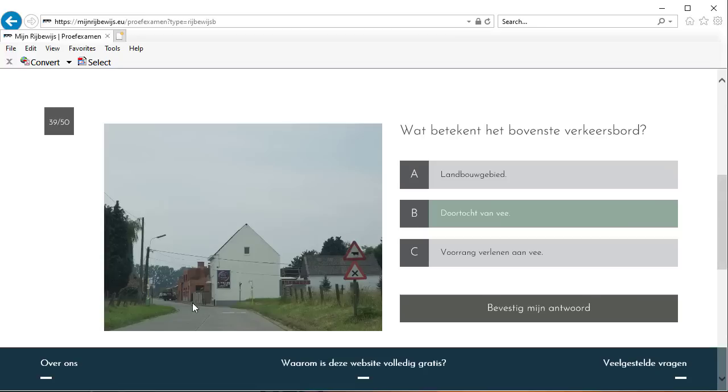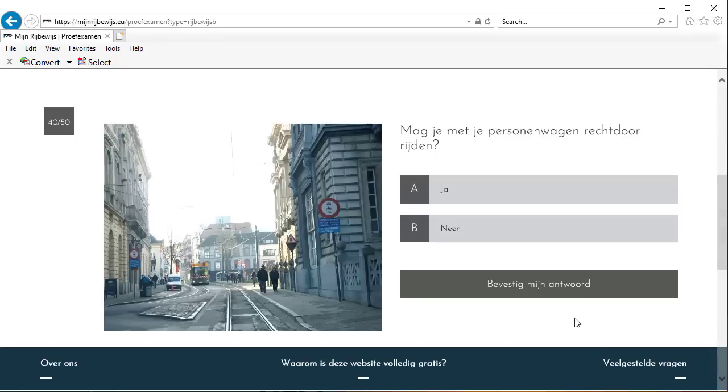Are you allowed to ride here with your car? Are you allowed to ride into this street with your car? Option A is yes, option B is no. So the right answer is no. As you can see, there is a prohibition. This kind of signboard, the round board, indicates that's a prohibition, and there's a prohibition for the cars on this road.